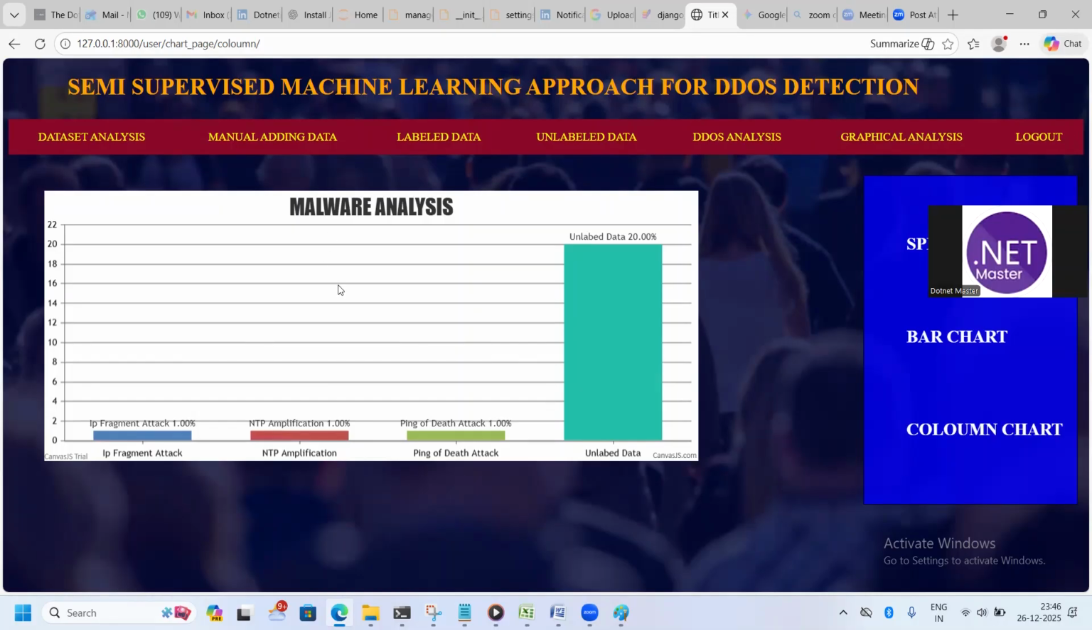And most important, your machine learning algorithms are running in the background, and they are identifying all the requests. Whenever a request comes, it is identified and the data is given here. Okay, so I hope this project is going to help you out. That's it from my end. Thank you.